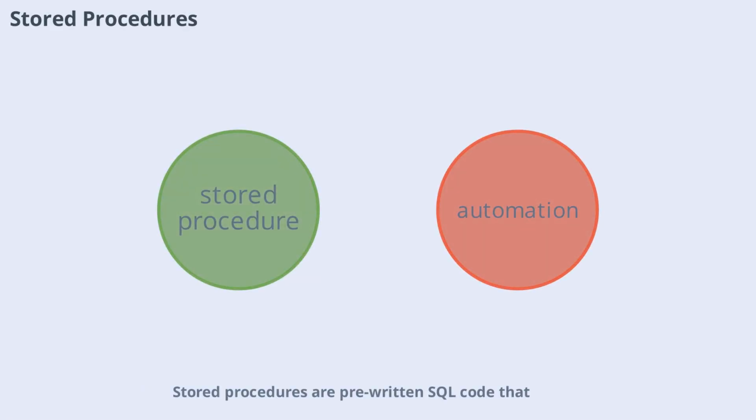Stored procedures are pre-written SQL code that can be saved and reused in the database. They help automate repetitive tasks, enforce business rules, and improve performance by reducing the amount of code sent from applications to the database. Stored procedures make database operations more efficient and consistent.